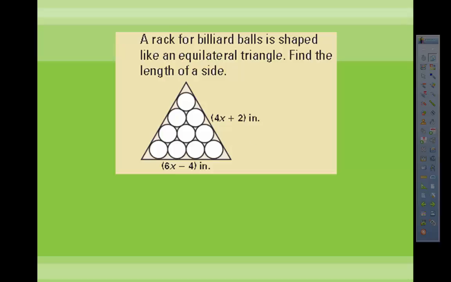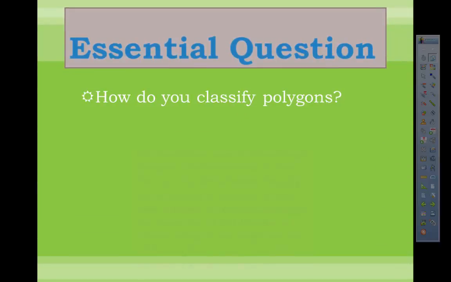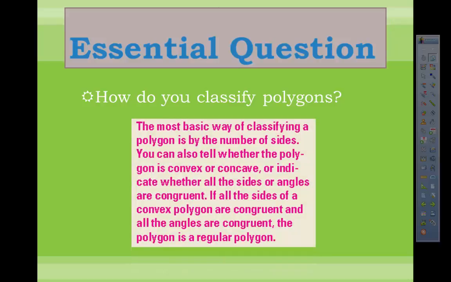Okay, so now that you're done with that, let's continue on to the final slide here. Again, to summarize, we classify polygons in several different ways, and one of those ways is number of sides. We can tell whether it's convex or concave. We can indicate whether all the sides are congruent or all the angles are congruent. And so those are the various ways we could identify or describe polygons. That concludes this lesson.